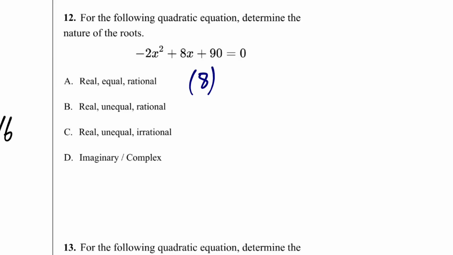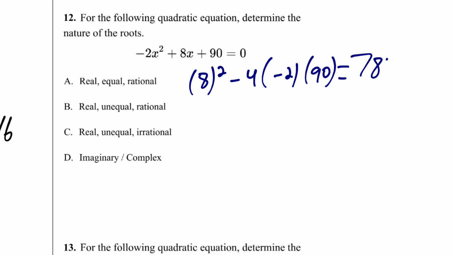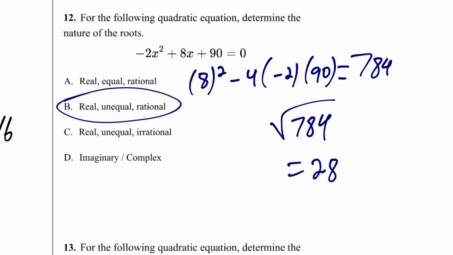8 squared minus 4 times negative 2 times 90. This gives me 784. To do the test, I want to figure out, is this a perfect square? And the answer to that is, let's type it in, square root of 784 is 28, which means it's B because it's a perfect square.